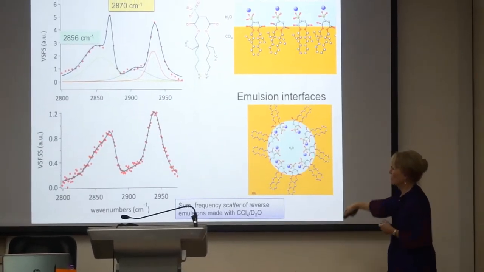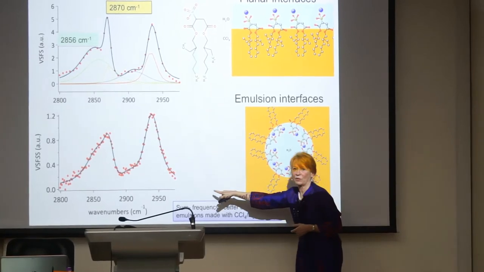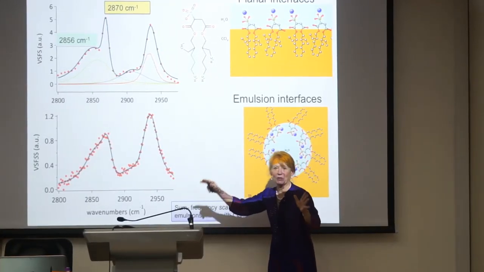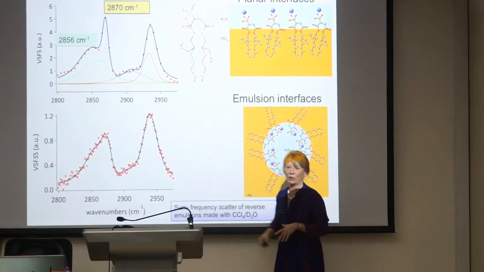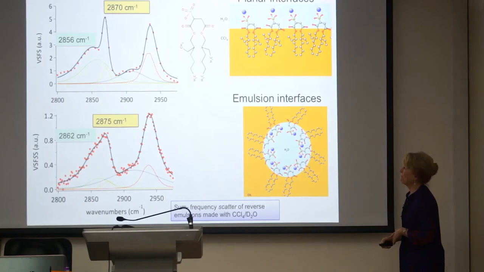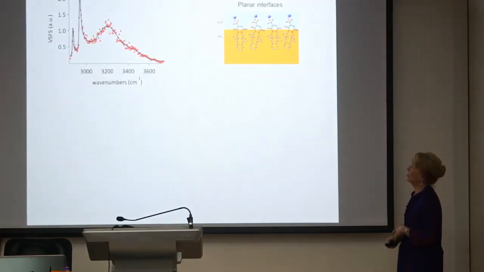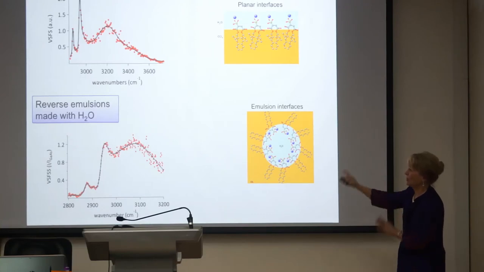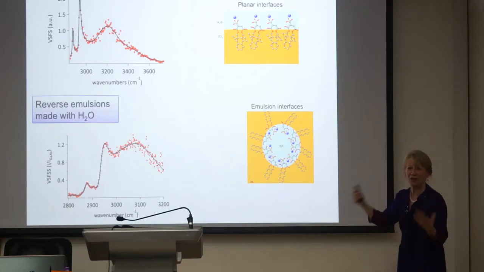But then also, this is the spectrum that we get at the nanoemulsion surface. And you see, it looks a bit different, but to a spectroscopy eye, they're very, very similar. And again, the frequencies are also similar. So the bottom line is, and then we also did the reverse emulsions. These spectra look really awful because there's a lot of interference, but we understand it.